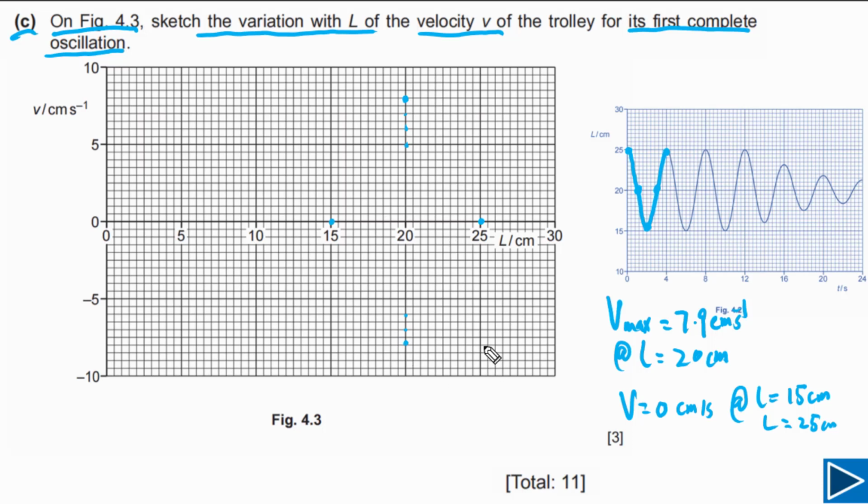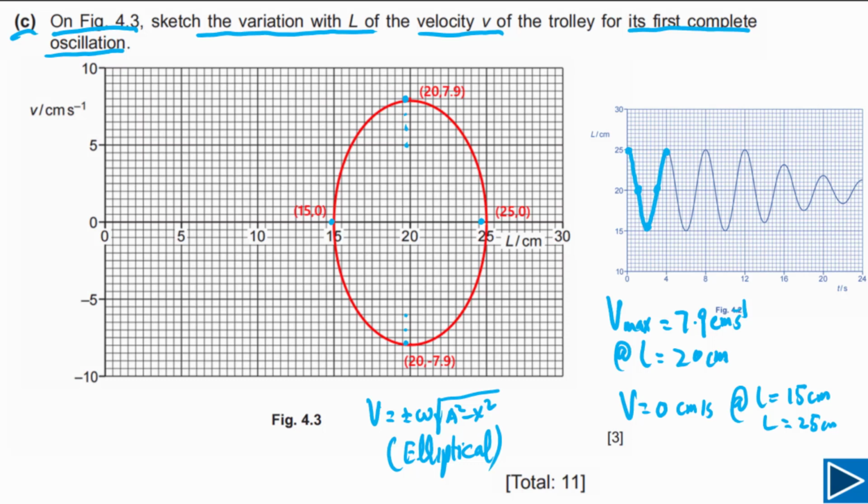Now we need to join these points, and the shape of this graph will be elliptical because v is equal to plus or minus omega times the square root of a squared minus x squared. So the shape is going to be elliptical. Simply we can say in this case the shape of the graph will be elliptical, so we just need to join these points. Now let me show you how you can sketch this graph in a proper way. This is how I have sketched this one, and you can see this is the proper shape of this graph. So this is how you need to sketch.